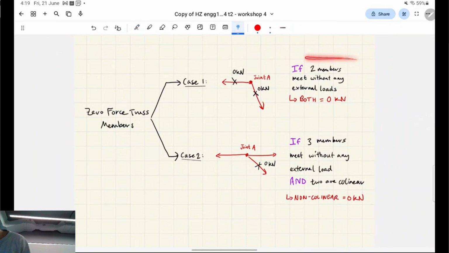So in the case that two members meet without any external loads happening at that joint, so we're looking at a joint by joint, by the way.